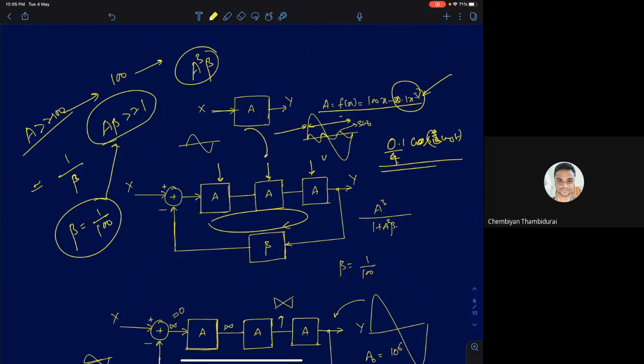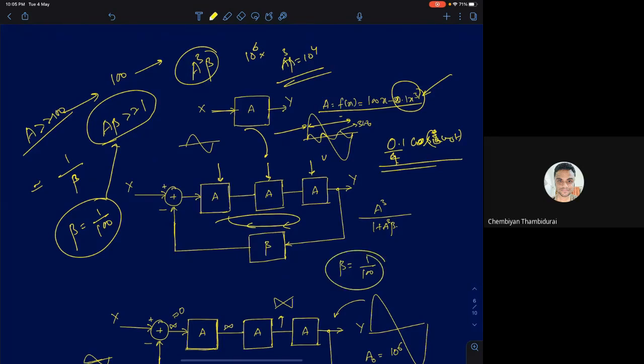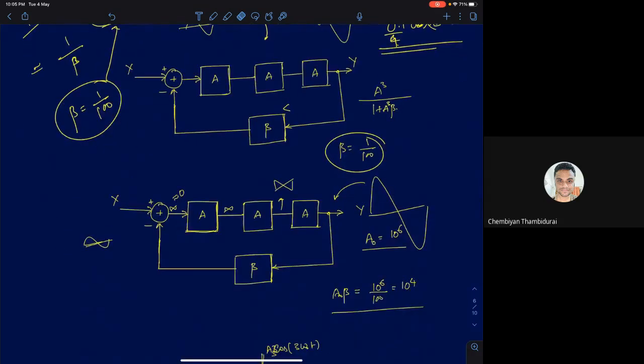So if A is 100, A cube is 10 power 6 and beta is say 1 by 100. So you get A cube beta is 10 power 4. So now I have a sufficiently large loop gain, so I can use this amplifier in negative feedback. If I use this amplifier in negative feedback, the closed loop gain is going to be 100.